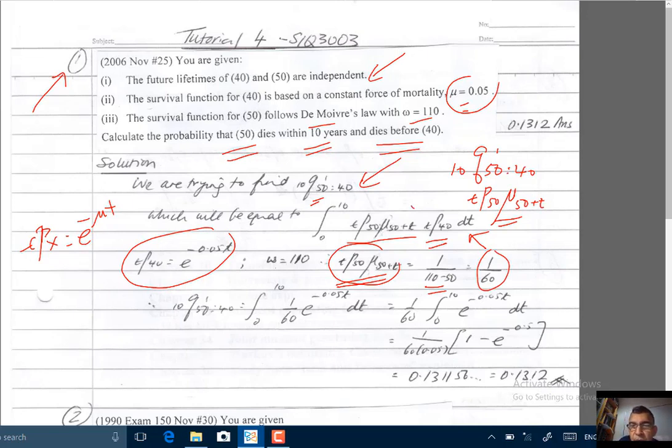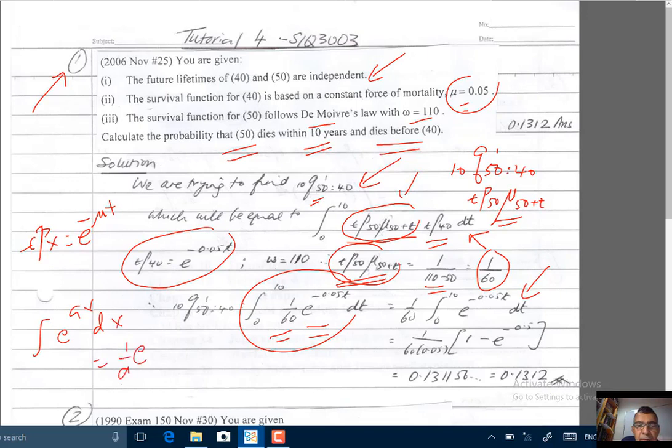So plug that in. Where you see this, you plug in 1 over 60, and then we have e to the power of minus 0.05 t. And this is a simple integral. Take out the 1 over 60. This is an exponential integral. We are going to use the integral of e to the power of ax dx, which is 1 over a e to the power of ax plus c. Plug that in, use a calculator, and you'll get your answer.